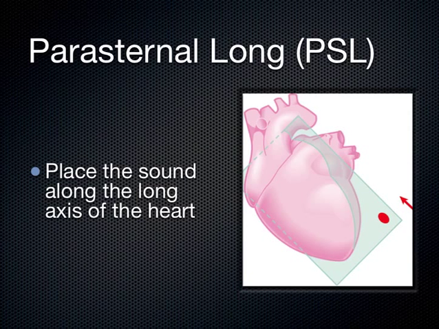Now, speaking of parasternal long, the indicator aims to the patient's left hip or left elbow. If their arm is at their side, it's their left elbow. And this is, as its name suggests, a long axis view of the heart.